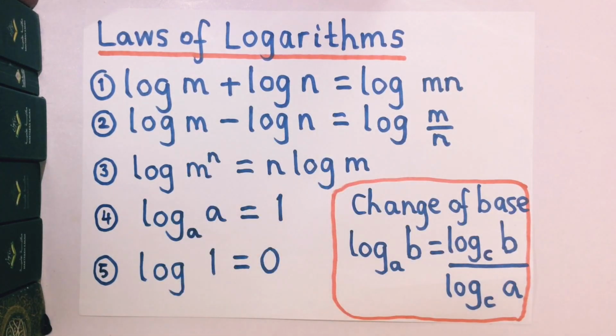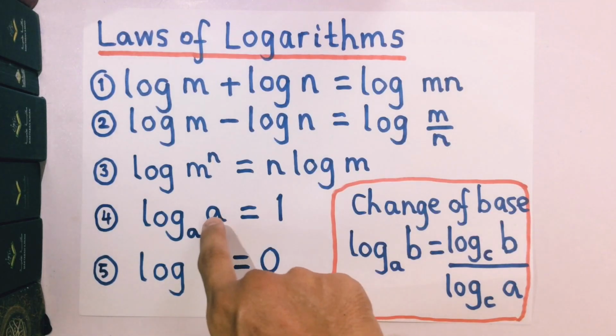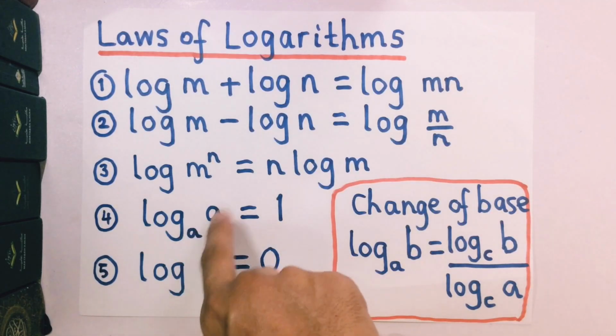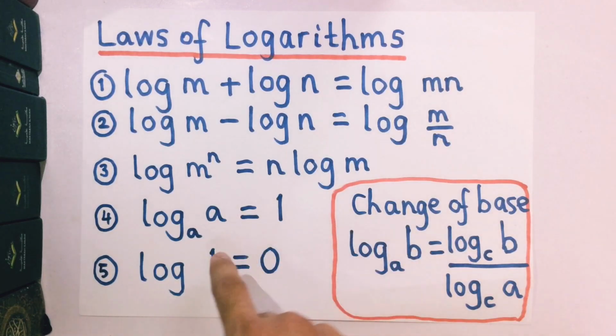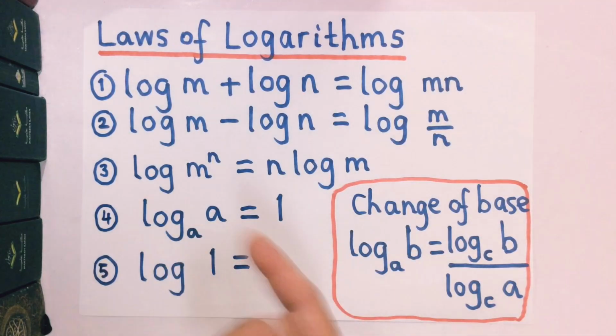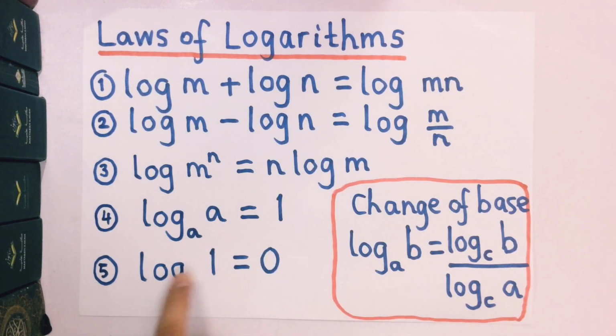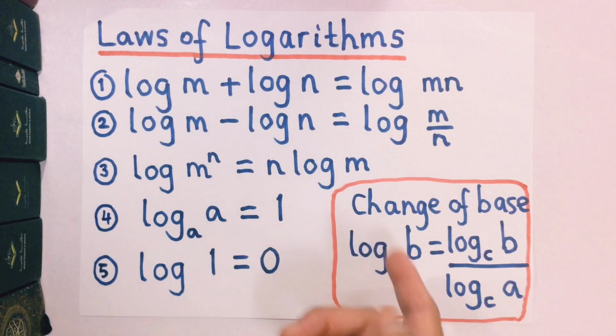Okay, law number 4, when you have log a base a, so the number and the base will be the same, it always equals to 1. Doesn't matter, log 5 base 5 equals to 1, log 7 base 7 equals to 1, log 10 base 10 equals to 1. Okay, the fifth law, when you have log 1 of any base, I didn't put the base because I just want to show you that any base works, log 1 will be equals to 0. So this is law number 5.